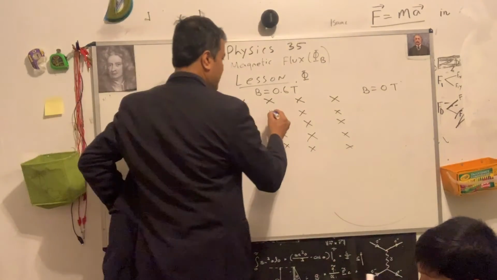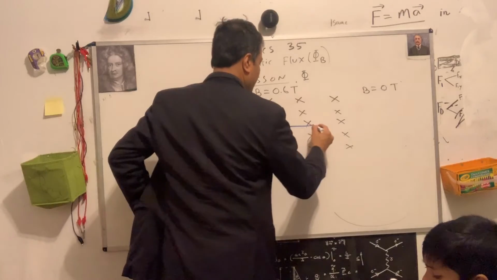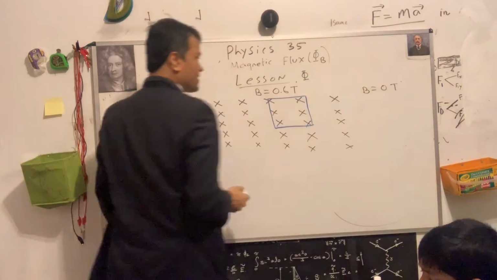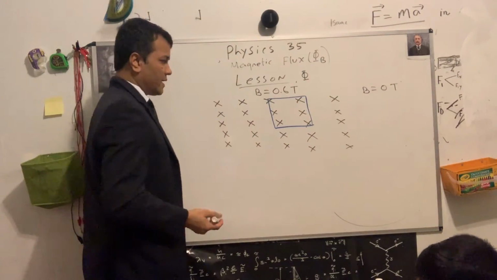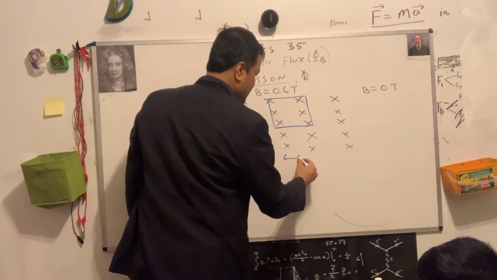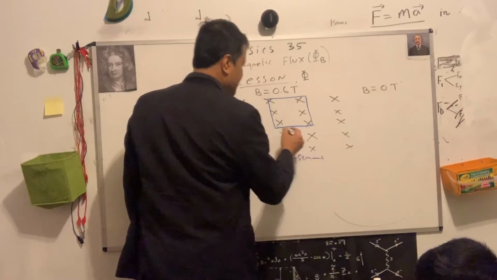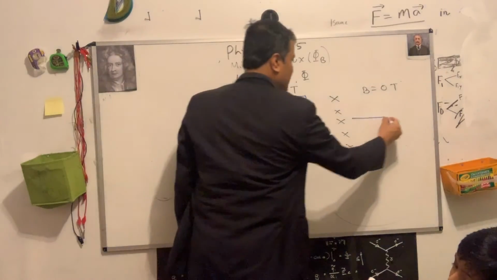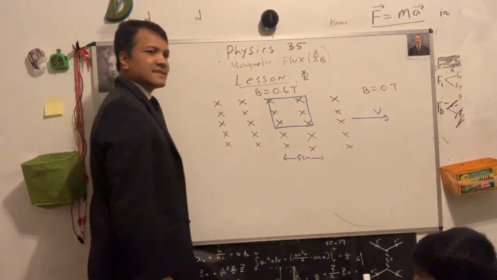What can you have? A square loop. Let's say 5 centimeters. If this is 5 centimeters, what is this? Also 5 centimeters. A square loop moving with the velocity v to the right.